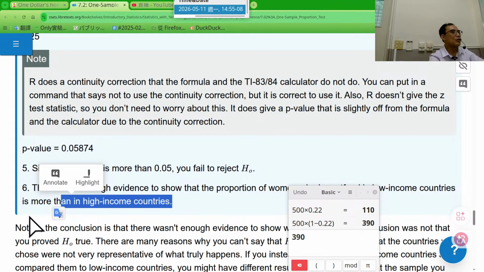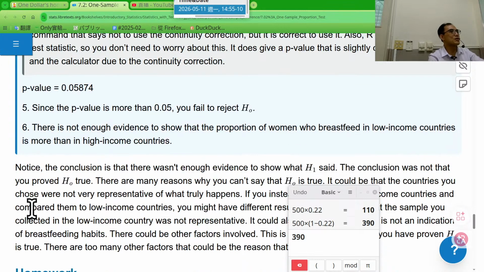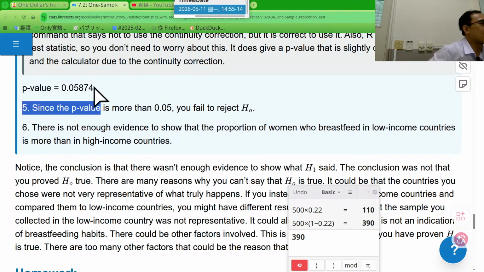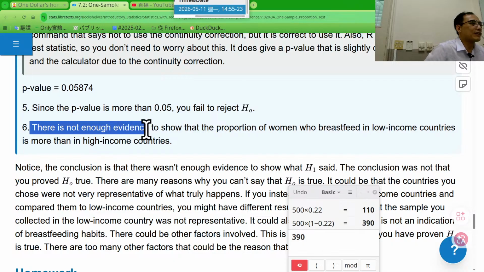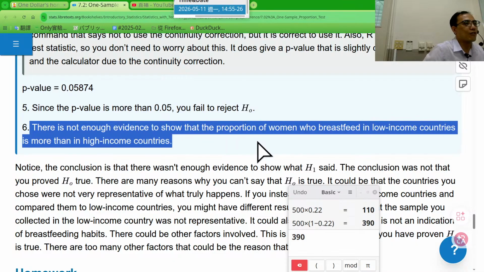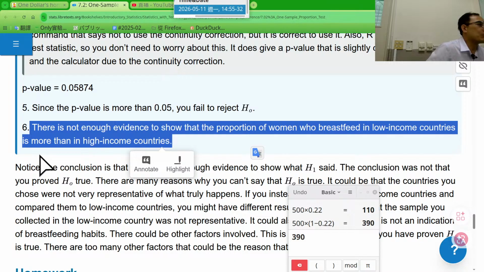And okay, the conclusion is very important because when I was a graduate student, we studied this one. After the calculation, we need to state there is not enough evidence to show that the proportion of women who breastfeed in low-income countries is more than in high-income countries. Can you get the conclusion?